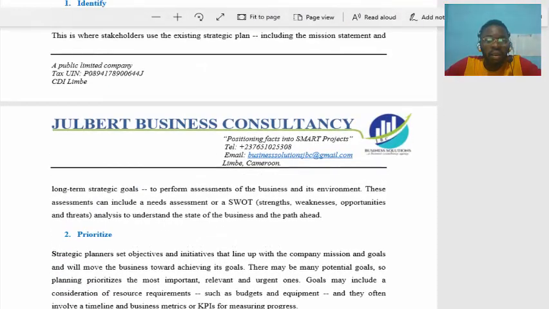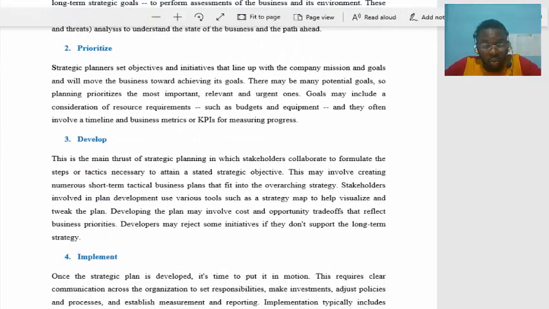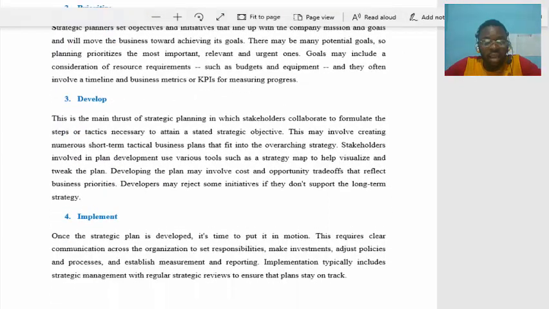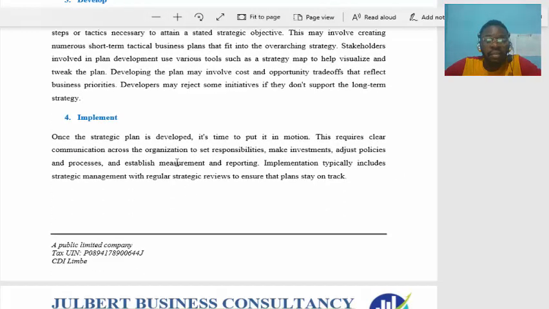So after identifying your organization's current state, prioritizing the objectives, the next aspect is to develop the tactics. What are the actions? Tactics are the actions that you need to take to attain the particular objectives. And the next phase after developing the tactics is the implementation. You go straight to the implementation.